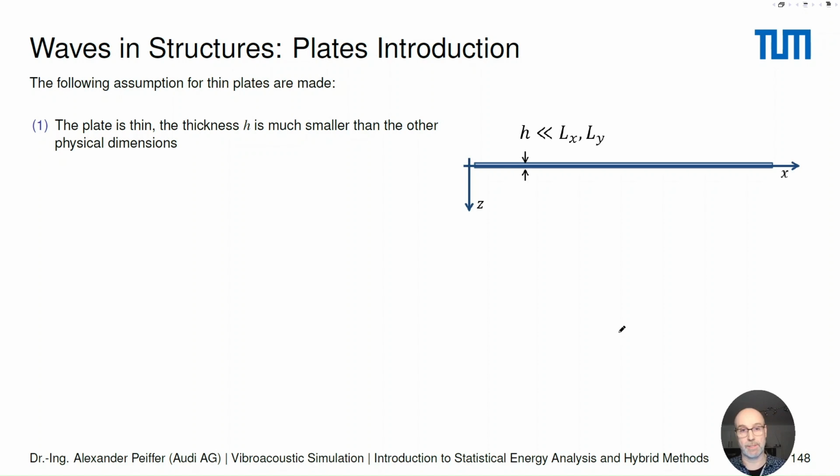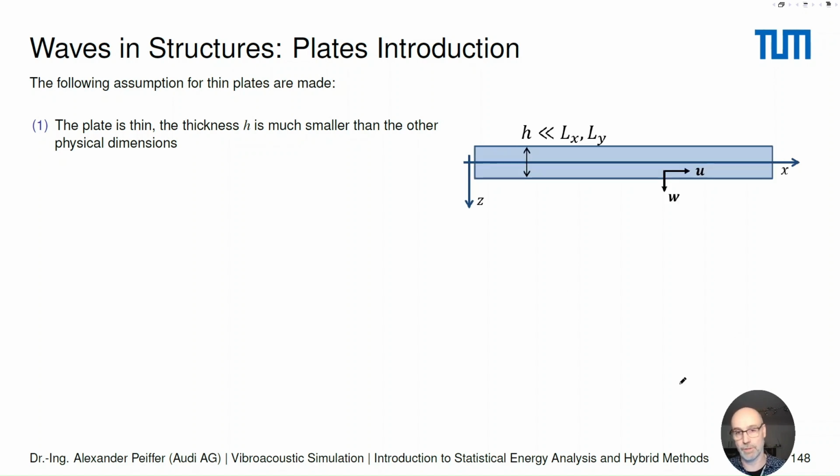Let's come to some assumptions that have to be made if we talk about plates. First of all, a plate has to be thin. If it's thick, it's not a plate. That means the thickness h is much smaller than all the other dimensions, so, for instance, the length in x and y directions. Here we are just using a thicker presentation because otherwise you won't see any symbols.